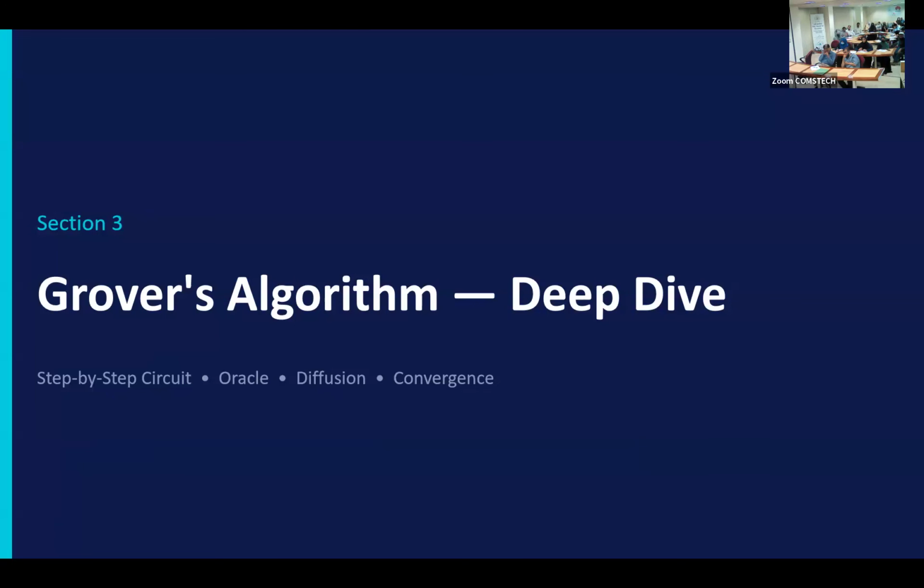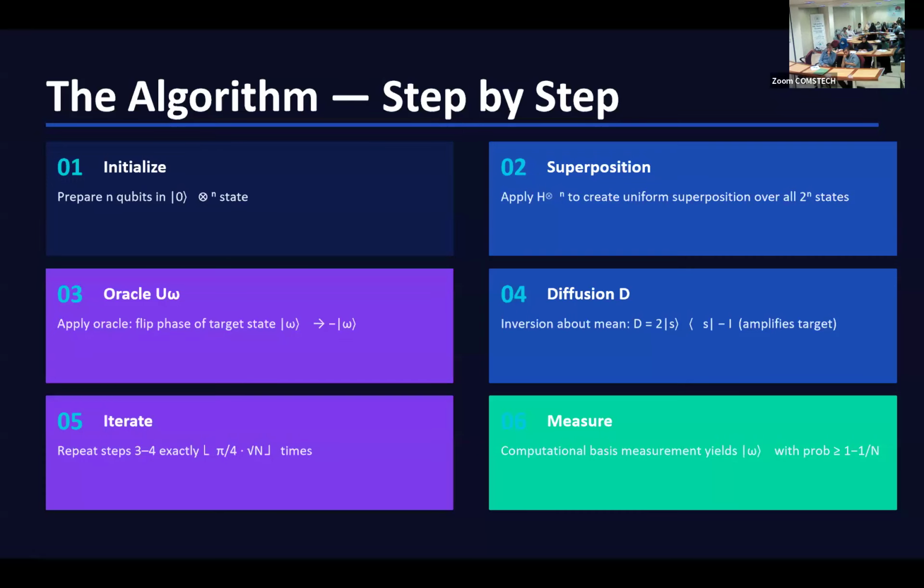That's for section 3, which is going to be the deep dive into Grover's algorithm and how it works. Same steps: we are going to initialize the state, do the superposition, the oracle is going to invert the sign, then amplitude amplification, and in the end, measurement. All the same processes which I have explained earlier as well.